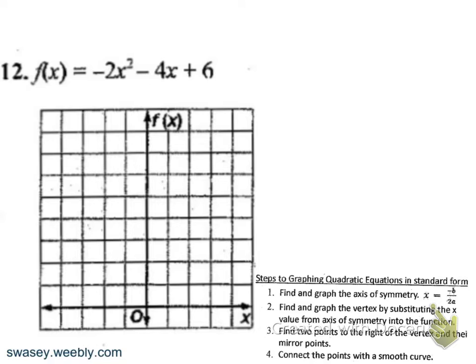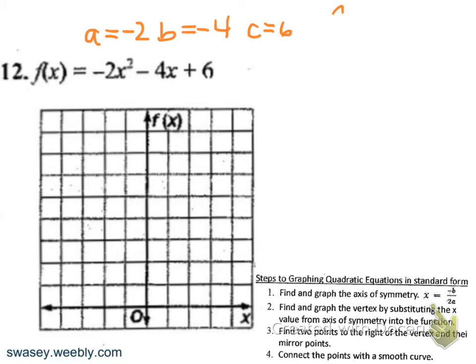Alright, so we're still following the steps for graphing quadratics in standard form. First of all, find x equals negative b over 2a. That's your axis of symmetry. So this is in standard form. A is negative 2, b is negative 4, and c is 6.